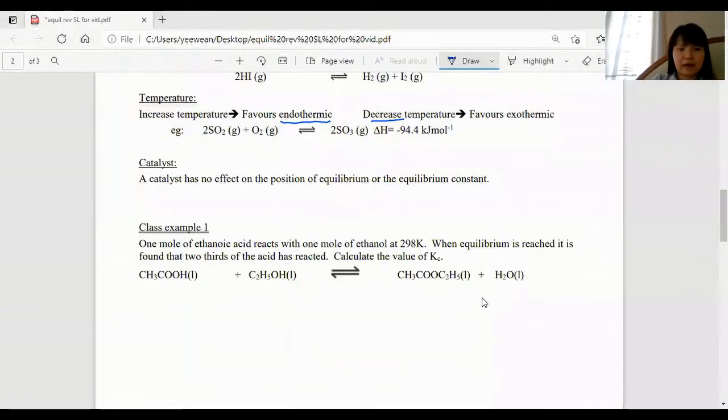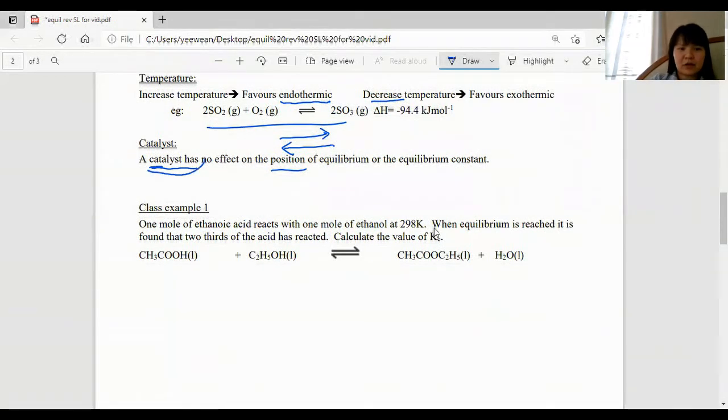What happens if you add a catalyst to a reaction that's already at equilibrium? There's no effect on the position, so it won't shift left nor right, but it will increase the rate of reaction. It will increase the rate of the forward and the rate of the reverse reaction just as much. So it will just reach equilibrium at a faster rate.